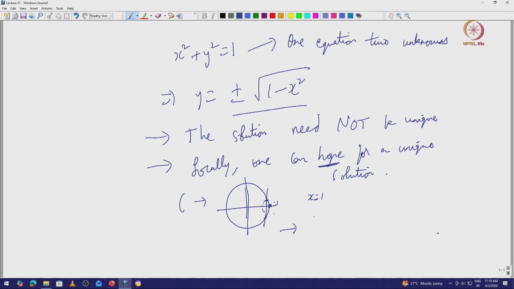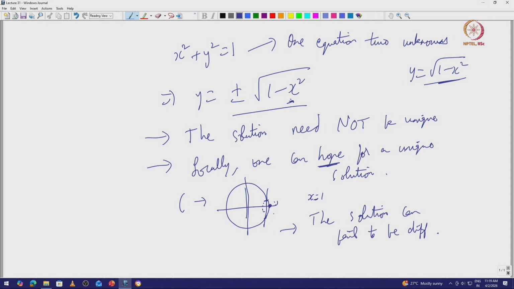Another problem is that the solution can fail to be differentiable. So for example, near the point x equals 1, this is a slightly unfair question because x is not allowed to be larger than 1. So if you are near x equals 1, you can only talk about differentiability from the left, but even that fails.